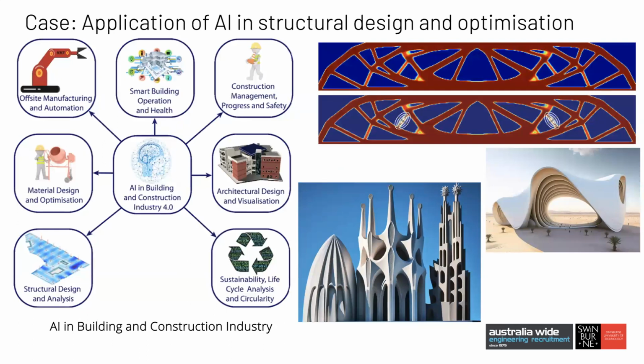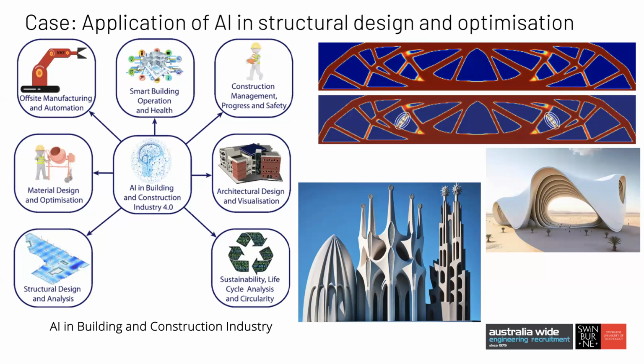Another example is about applications of AI in structural design and optimization. In this field, there's a technique called evolutionary computational algorithms that can design robust, powerful, reliable, and yet very innovative designs. So you can see from the picture that we can design some beautiful structures, but those structures have very strong strength, and they can hold different types of loads.